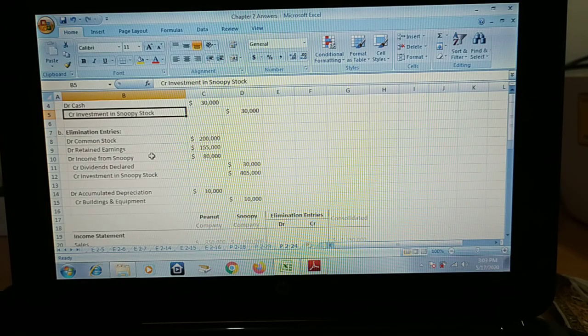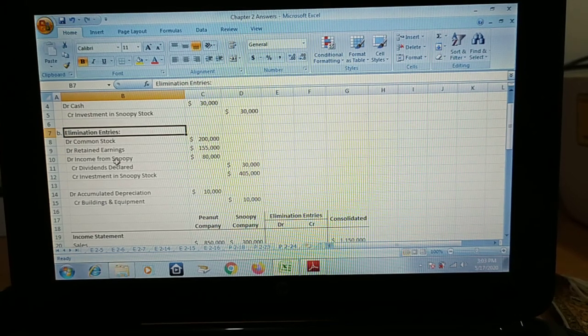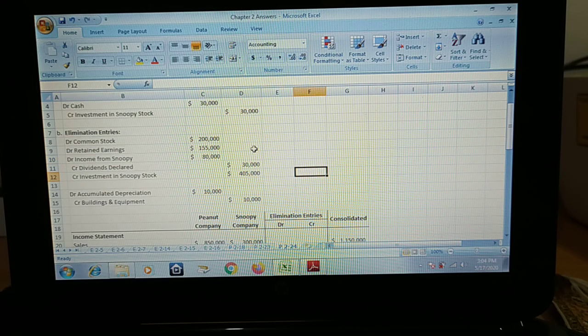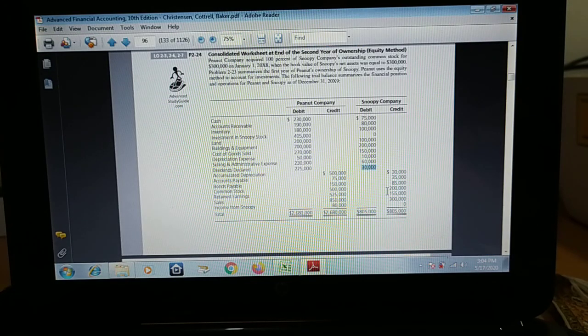And then for B, before we do the consolidation worksheet, we always do the elimination entries first. If you want to calculate the book value of the investment first, it's okay. But if you want to go directly to the elimination entries, it's also okay. The first entry is always the basic elimination entry. We always debit the common stock, retained earnings, and income from Snoopy, and then we credit dividends declared and investment in Snoopy stock. All of the numbers we can take from the trial balance.